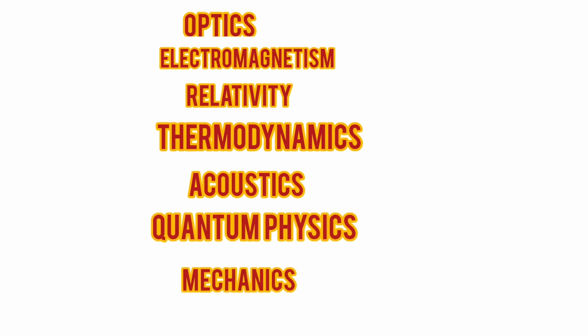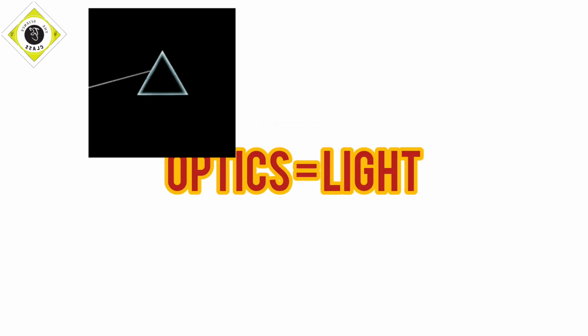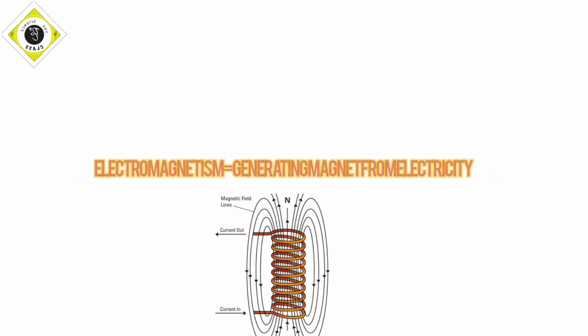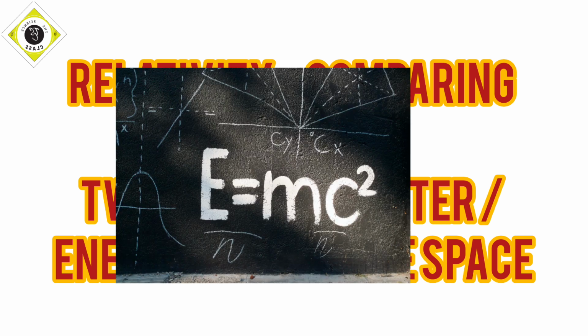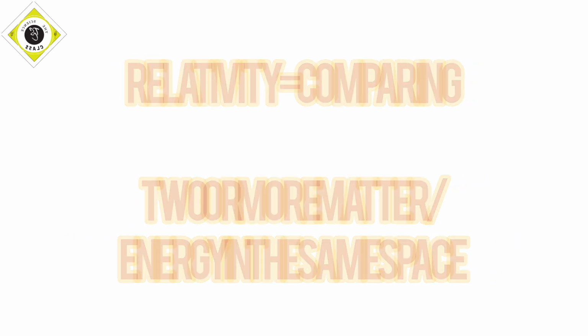Let me quickly run through some of these things that I've said. When you hear of optics, it just means light. Electromagnetism means generating magnetism from electricity. Relativity means the principle of comparing 2 forms of energy, 2 matters, 2 things in the same space, comparing them together, it might be in terms of their motion, it might be in terms of their friction. We're going to be discussing all this later on.